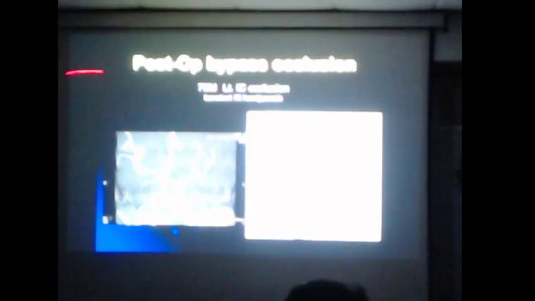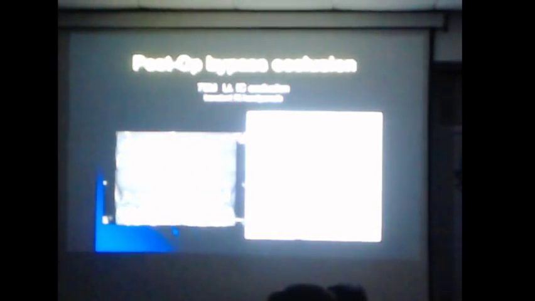So let's check out the cases. Case 1, postoperative bypass occlusion. This case is a 79-year-old man with left ICA occlusion, and he presented with transient right hand paralysis. MR angiography revealed left ICA occlusion, and preoperative angiography showed he had a thick STA branch.